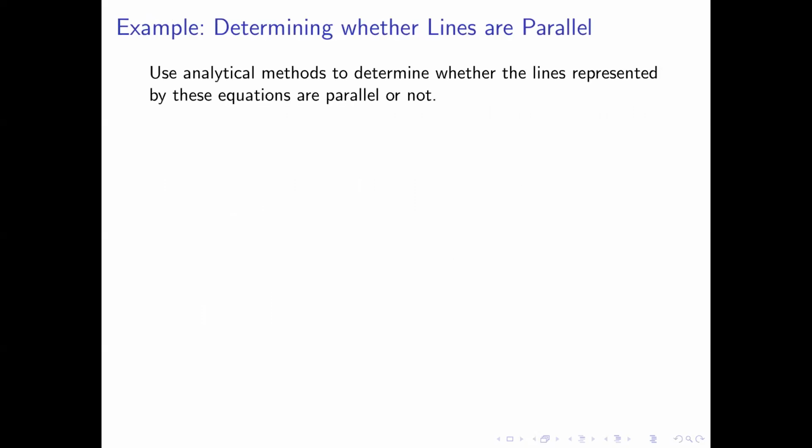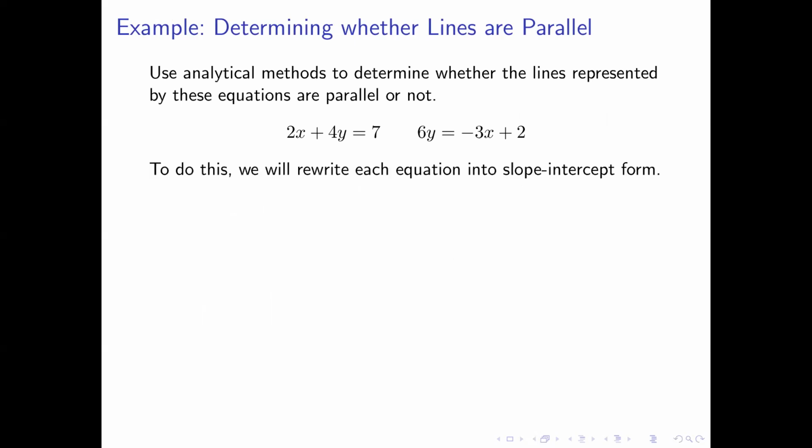So let's look at an example. We'll figure out whether 2 lines are parallel, and we'll do this by using analytical methods. So here are 2 linear equations. We have 2x plus 4y equals 7 on the left, and 6y equals negative 3x plus 2 on the right. They're both linear equations. Neither one of them is in either of our standard forms, though. In this case, we'll use slope-intercept form, since it's going to be a little easier here. We're going to rewrite each equation into slope-intercept form.